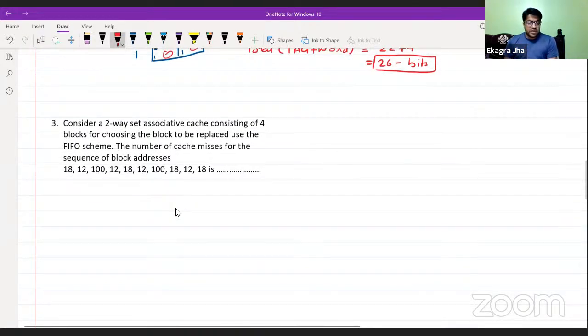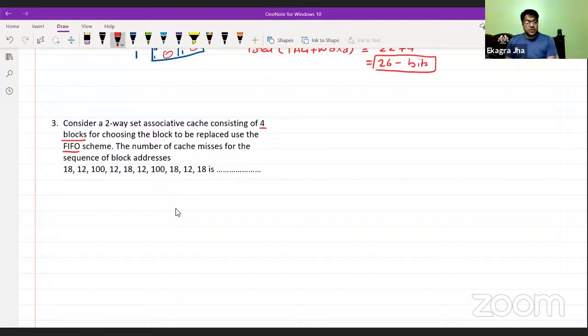Okay, we are having another set associative cache question, but this is actually based on the replacement algorithm. So in here we are using the FIFO scheme. Let's consider a two-way set associative cache consisting of 4 blocks. This 4 is the block size.